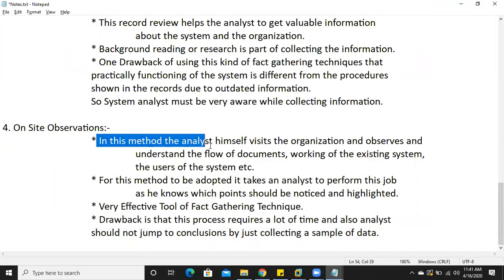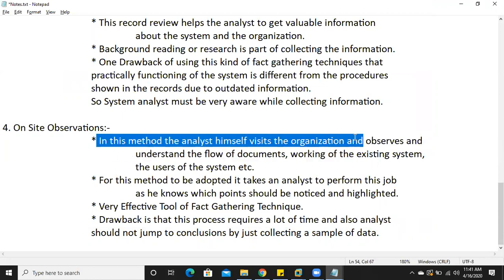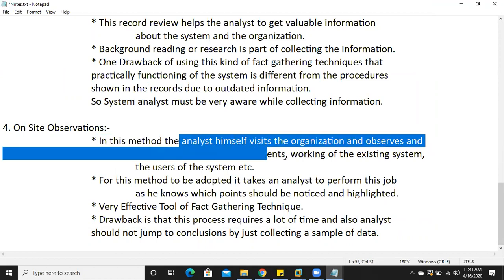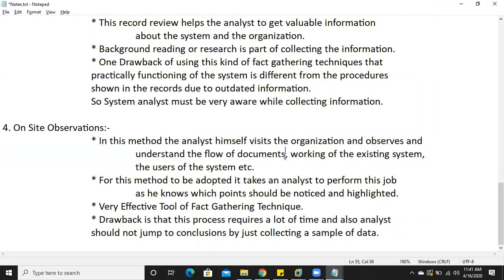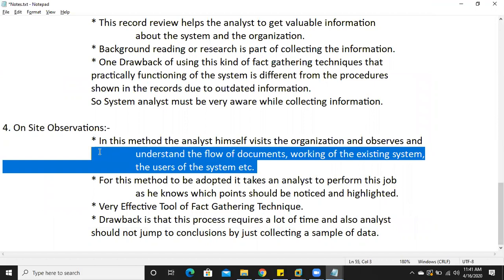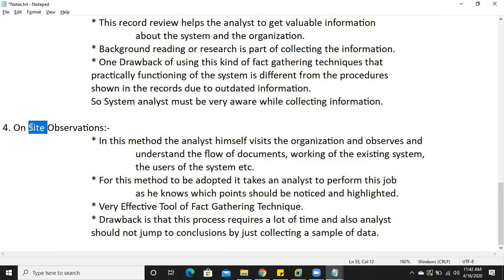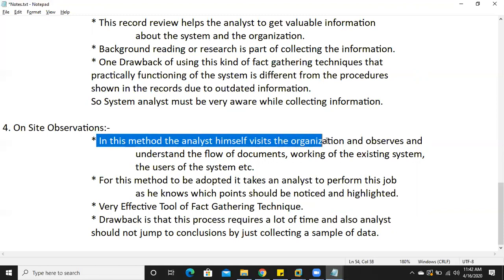In this method, the analyst himself visits the organization and observes and understands the flow of documents and the working of the existing system and its users. As the name suggests, in on-site observation the analyst will go to the site, or the place, or the organization where he observes.